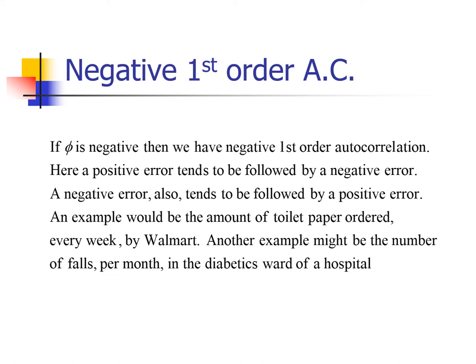So negative first order autocorrelation occurs when our phi is negative, right? So anytime our phi is negative, we have negative first order autocorrelation. Again, you should be able to see and verify algebraically that now a positive error will tend to be followed by a negative error. A negative error will tend to be followed by a positive error, right? If the error at time t minus 1 was positive, it's being multiplied by a negative coefficient, a negative phi, which means that the error at time point today will now be negative.